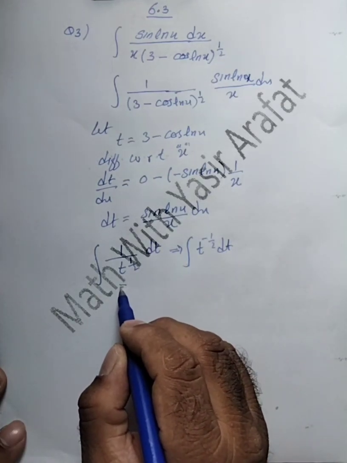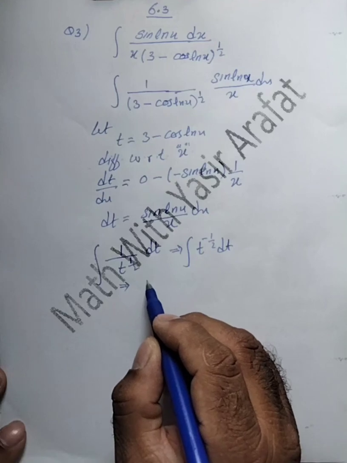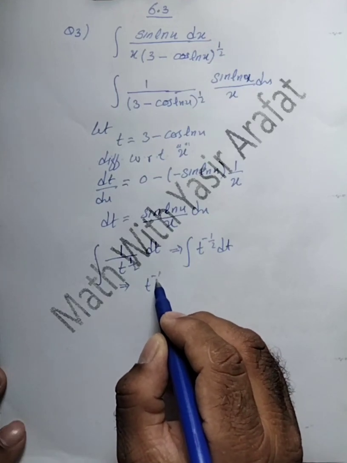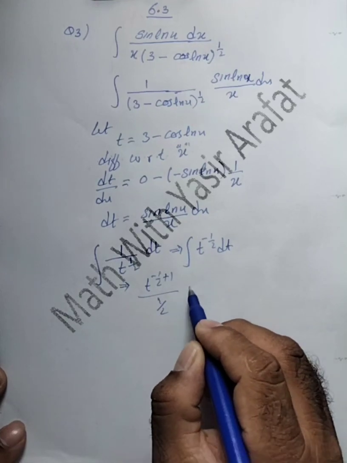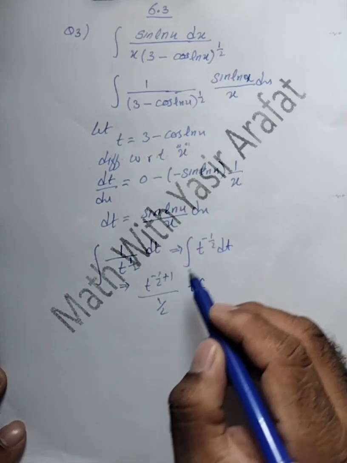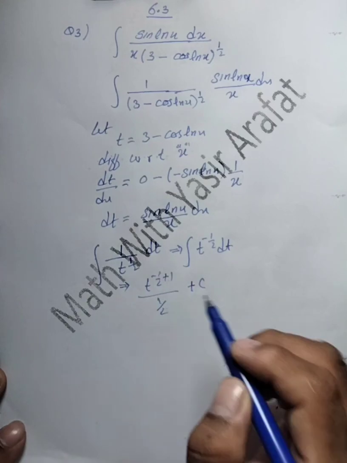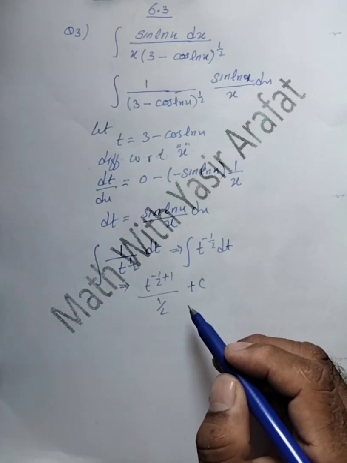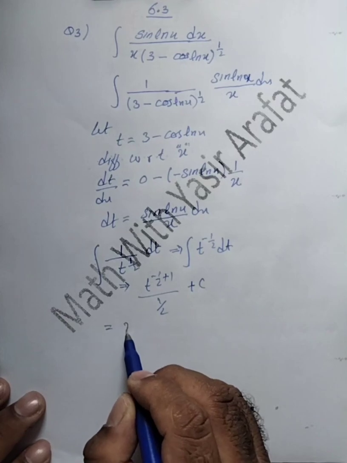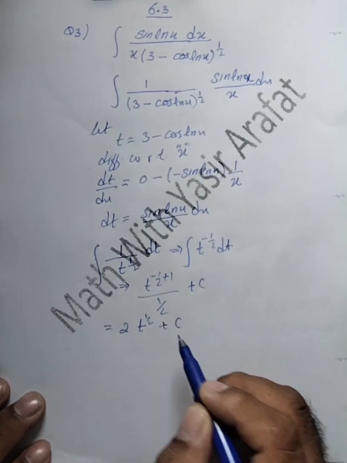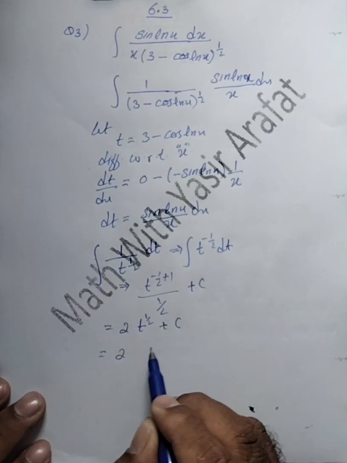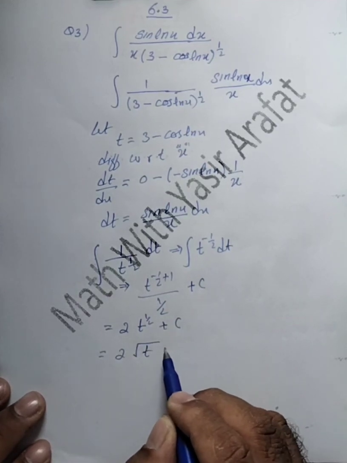Now we have to find its integration with respect to t. So we add 1 to the power and divide by the resultant. Minus 1 upon 2 plus 1 will be half, divided by half. This is the simple procedure to find the integration. So this is 2 t to the power 1 upon 2 plus c. And 1 upon 2 means the radical here. So this is 2 root t plus c.